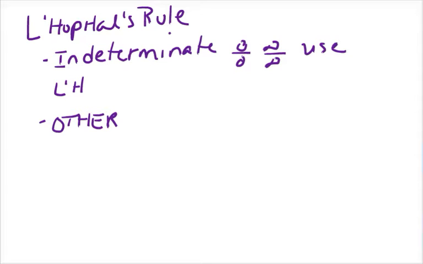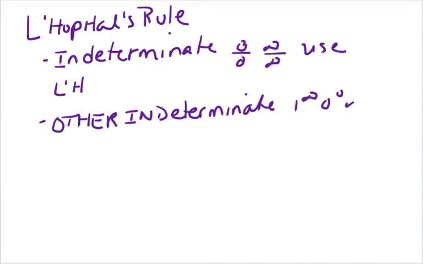And those other indeterminate forms are 1 to infinity, 0 to 0, or infinity to 0. Okay, so let's go through an example. I think that's the best.